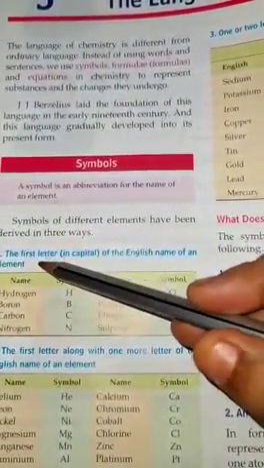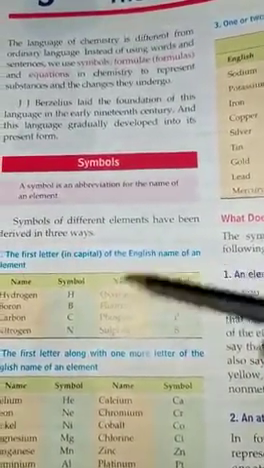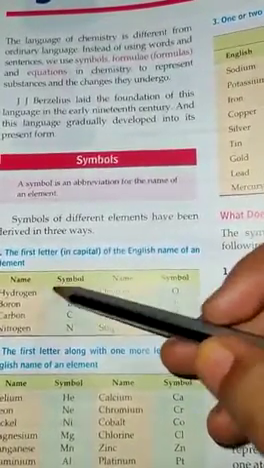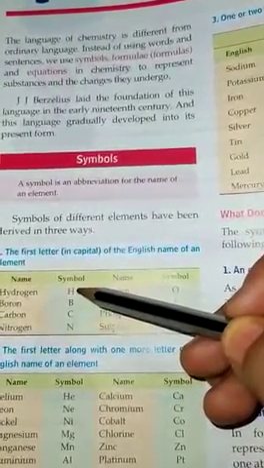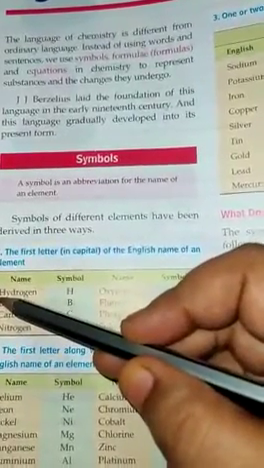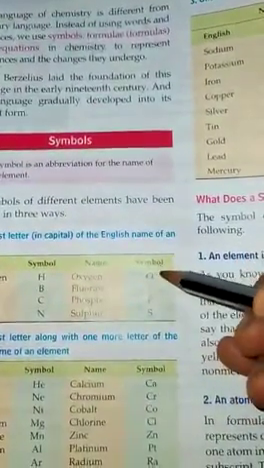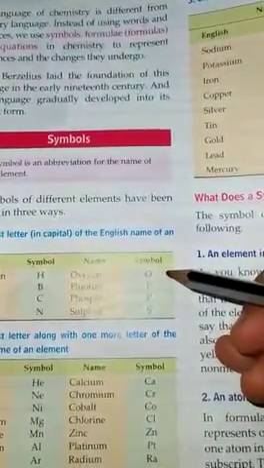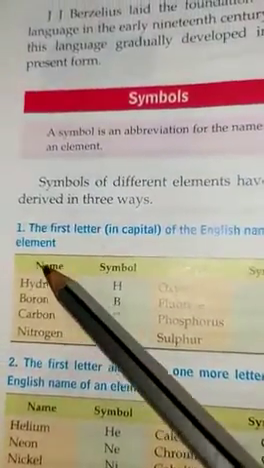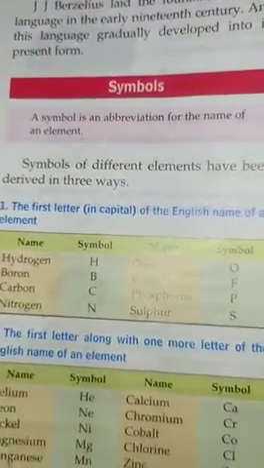First, you can use only the first letter, the capital letter of the English name. Like its English name is hydrogen, so for its symbol you will write capital H, which is the first letter of hydrogen. Similarly, there is oxygen, for that you can use capital O. So these are the elements for which the first capital letter is used as an abbreviation or symbol.